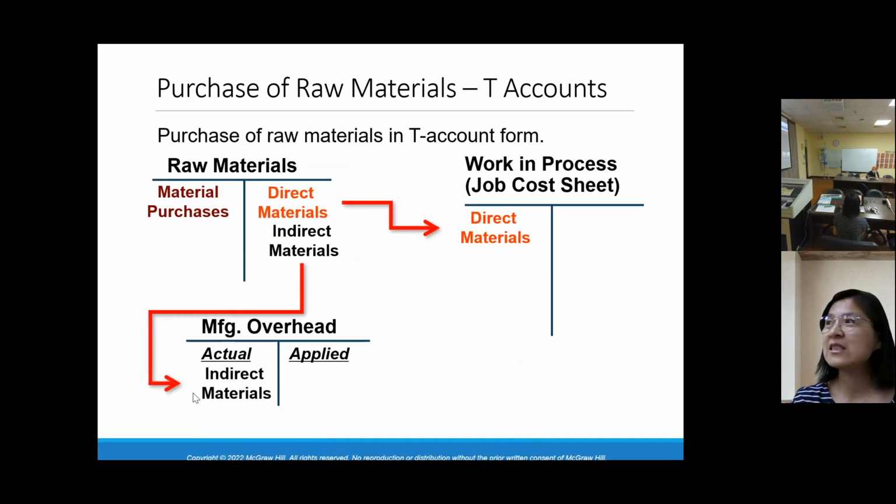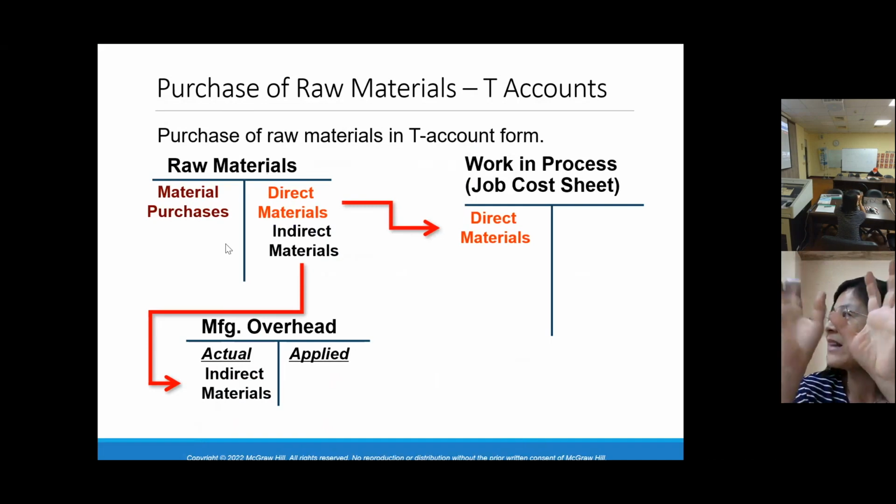Here is the cost flow in T accounts. We have a raw materials T account. When you purchase the material, you debit your raw materials, because raw material is part of inventory, and inventory is a balance sheet account. For the balance sheet, if you increase your asset, you debit that account. So material purchases go on the left-hand side.